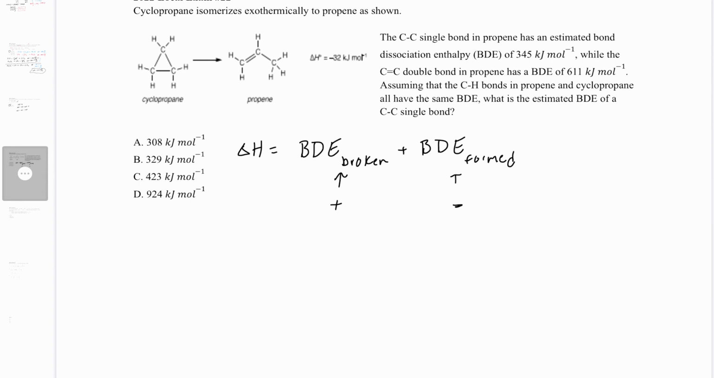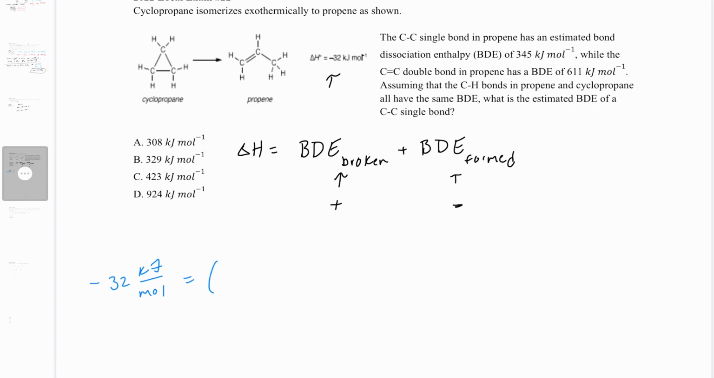All right. So we know that cyclopropene going to propene is going to have a change in enthalpy of negative 32 kilojoules per mole. So one of the sides of our equation is already done. We know our change in enthalpy is negative 32 kilojoules per mole. And so now let's look at the bond dissociation enthalpies of the bonds broken.